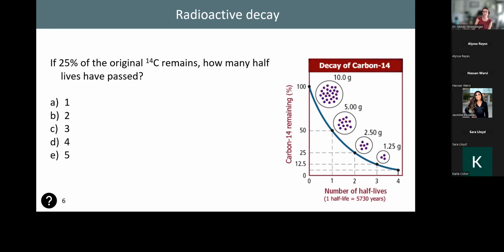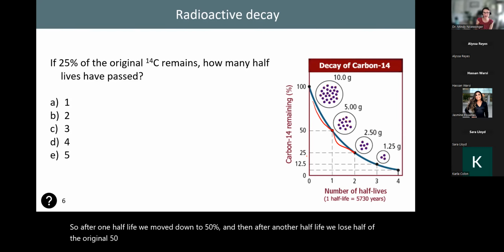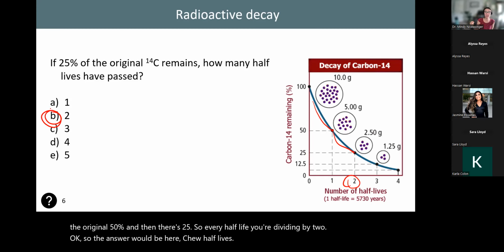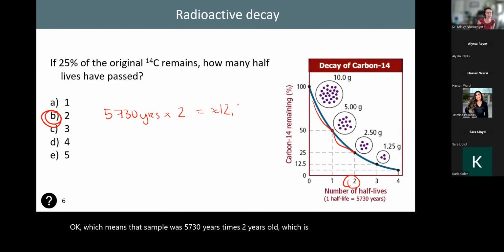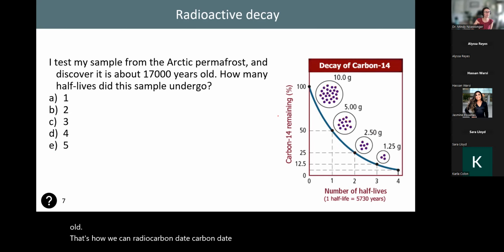All right. So after one half-life, we move down to 50%. And then after another half-life, we lose half of the original 50%, and then there's 25. So every half-life, you're dividing by 2. The answer here is 2 half-lives, which means that sample was 5,730 years times 2, which is about 12,000 years old. That's how we can carbon date things.